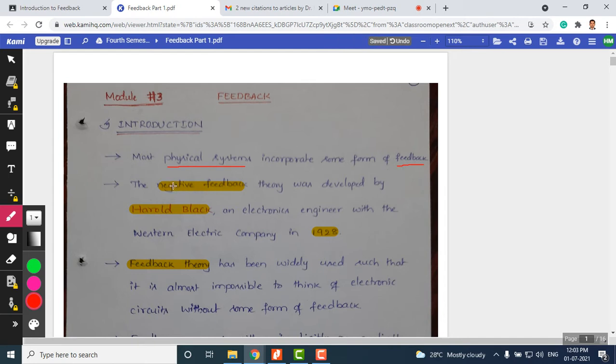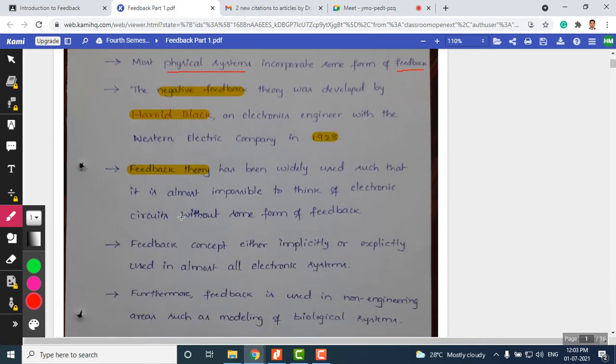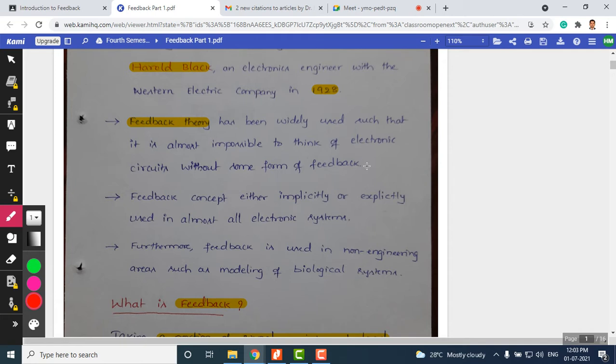Specifically, the theory of negative feedback was developed by a person called Harold Black. He was an electronics engineer working with a company called Western Electric Company. In the year 1928, the negative feedback concept was introduced by this person. Nowadays feedback is very popular and is used widely in almost all electronic systems. It is very difficult to imagine electronic circuits or systems without feedback.